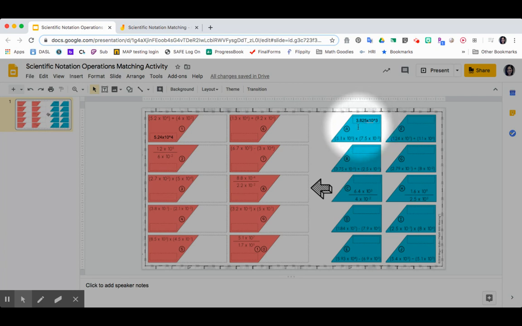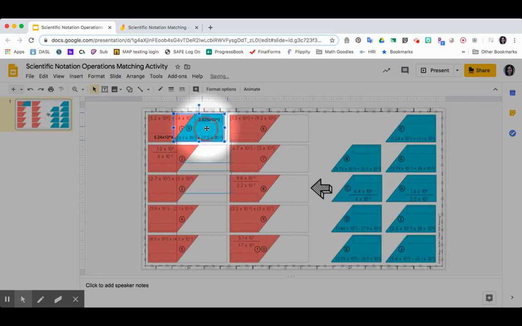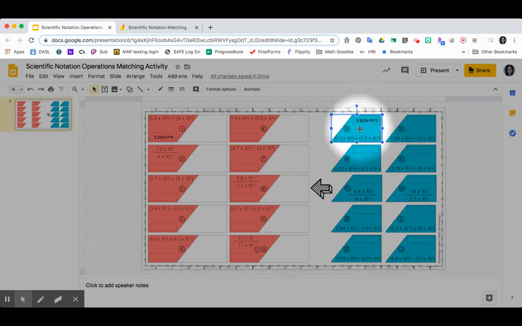Now, obviously, A does not match with 1. But if it did, what you're going to do is drag your card over so that, as best you can, you get it to line up. There we go. Now, if these were matches, that means that these would have the same answers. You would put them together. Obviously, we can see that 1 and A do not match, so I need to undo that. Leave it over here until I find its match. So hopefully that helps you guys with how to navigate this activity.